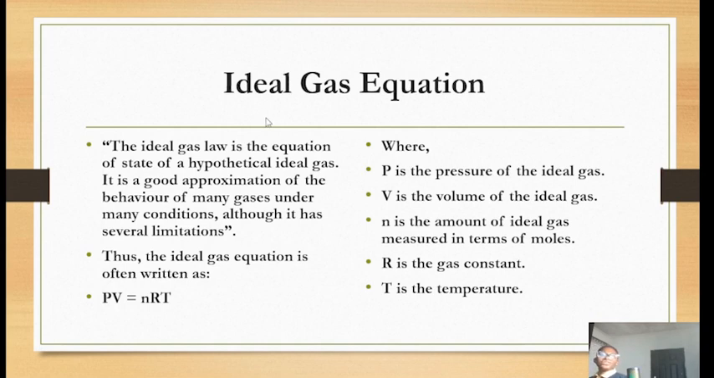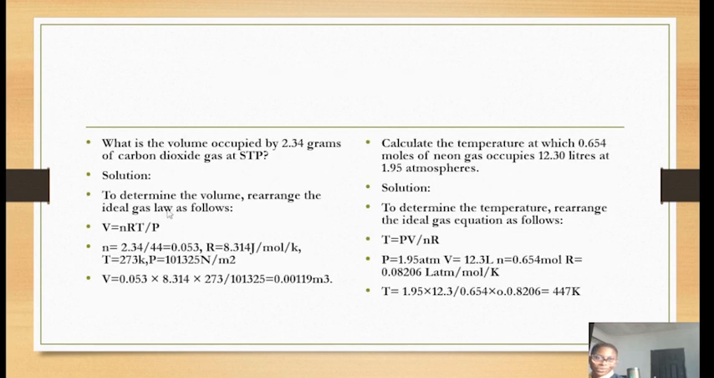So, ideal gas equation. The ideal gas law is the equation of state of a hypothetical ideal gas. It is a good approximation of the behavior of many gases under many conditions, although it has several limitations. Thus, the ideal gas equation is PV equals nRT, where P is the pressure, V is the volume of the gas, n is the amount of ideal gas measured in moles, R is the gas constant, and T is the temperature.